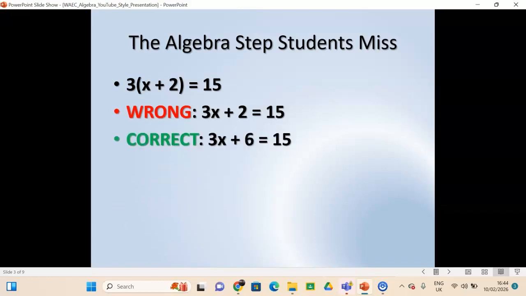And this is what you're supposed to do. 3x plus 6 is equal to 15. Meaning you should have multiplied the content of the bracket by the 3. So you're supposed to have 3x. And where is it coming from? 3 times x gives you 3x. Then 3 times 2 gives you 6. So this is what you're supposed to have. 3 times x is 3x. And 3 times 2 is supposed to be 6. And not what we have here.